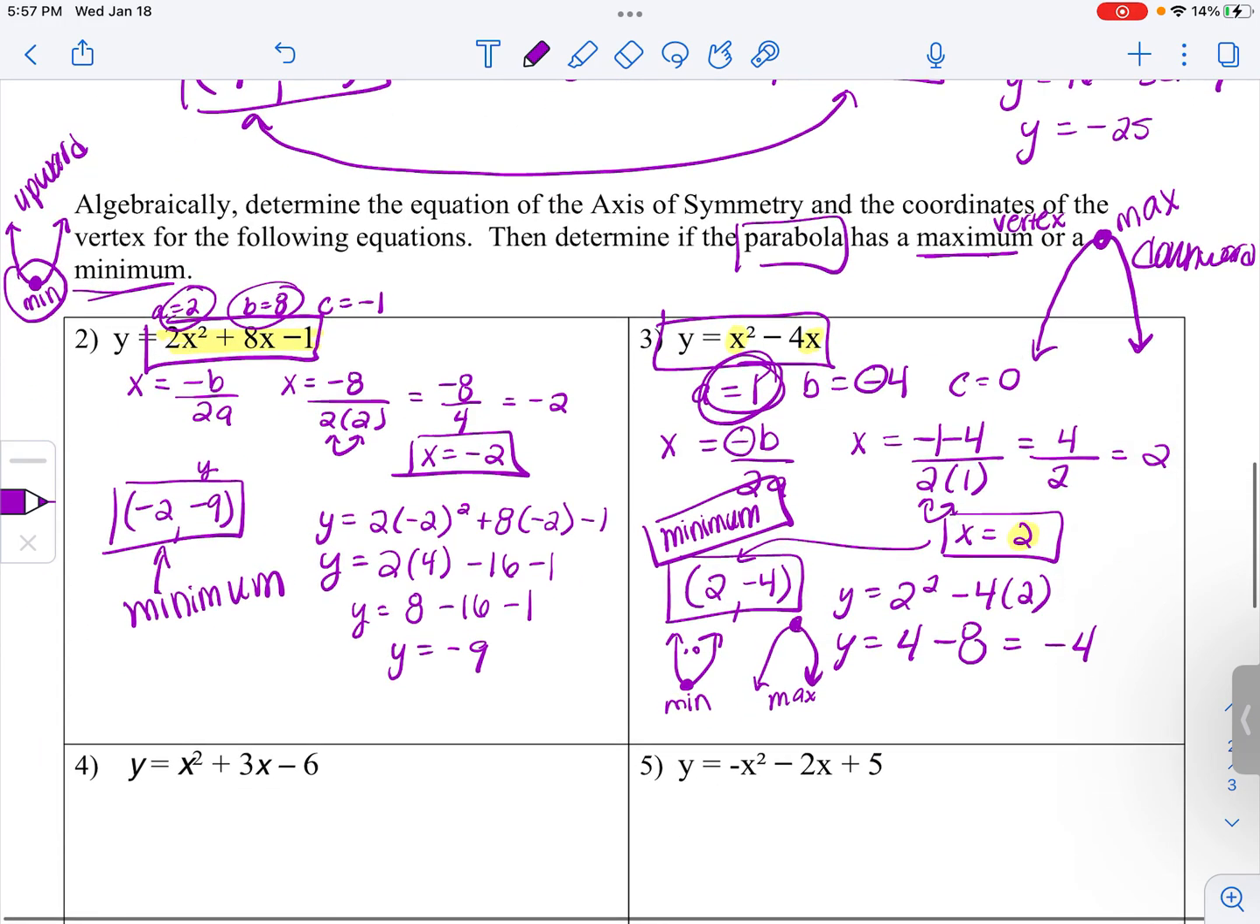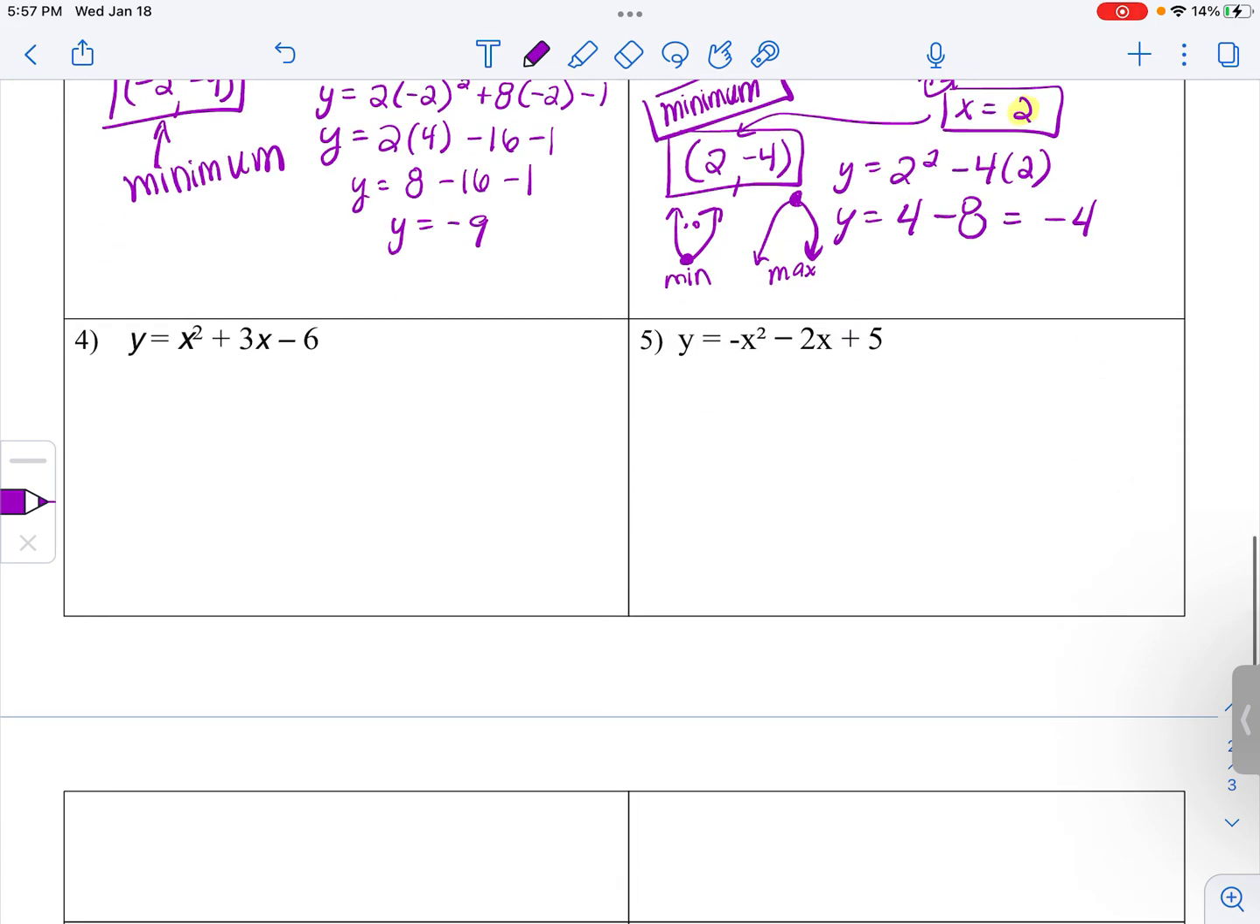Okay. So as you guys can see, it's pretty straightforward. You're going to use the formula. Just make sure that you memorize this formula, -b over 2a. Plug it in, get your axis of symmetry, and then use that to get your vertex. And then just don't forget about upward, downward, min, and max.